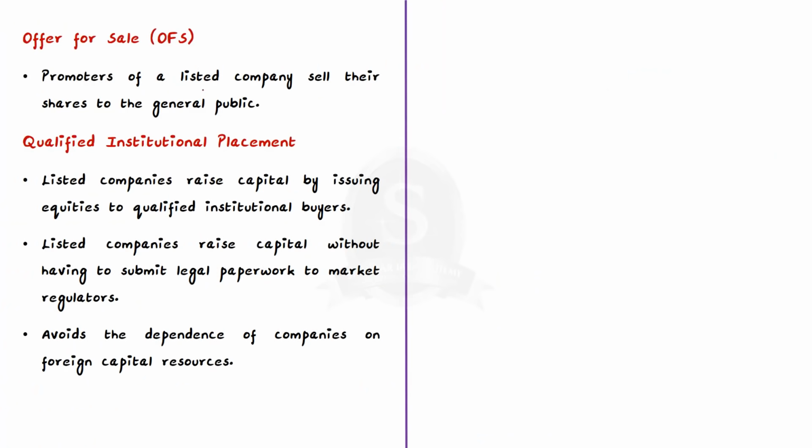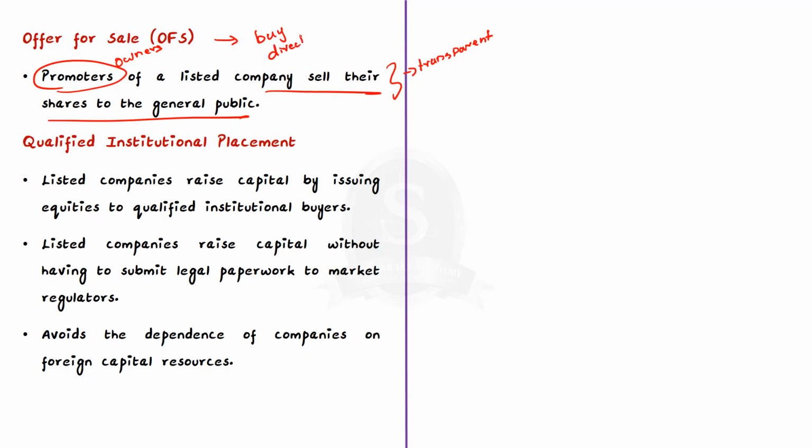See, offer for sale is when the promoters, that is owners of the listed company, sell their shares directly to the general public. Okay, it is a transparent process which takes place on the stock exchange. Most investors invest via FPO, IPO, or they simply buy stocks from the stock exchange. But in case of offers for sale, the investors buy stocks directly from the owners of the company. Okay, there is no middleman here. This is exactly how an offer for sale works.